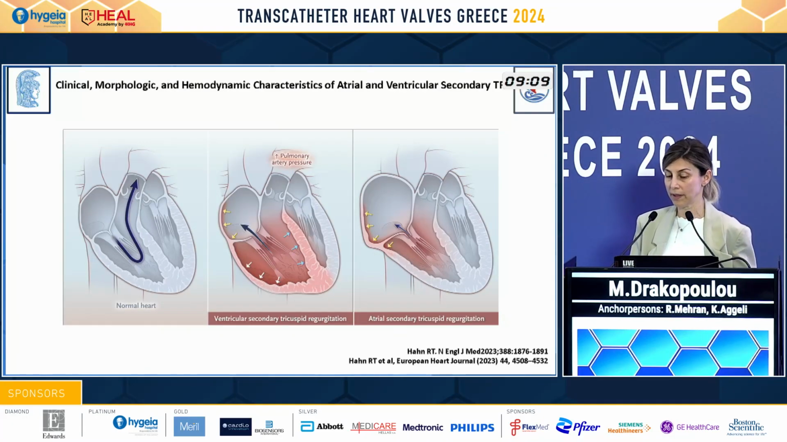Going to the functional secondary tricuspid regurgitation, as we said before, we have two great categories. The one is the RV dysfunction, RV dilation, tricuspid annular dilation, where the RV is dilated and the RA is less dilated, whereas in the atrial form we have a huge right atrium and the RV is less dilated, so we have less tethering of the leaflets and the dysfunction of the RV is less.